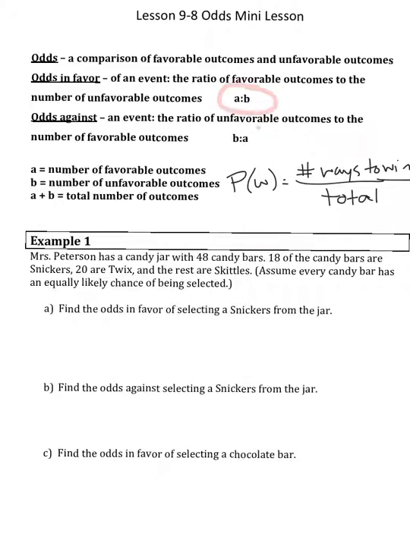A special thing to note is that odds does not involve the total. Neither of these numbers in the odds ratio will represent the total. In fact, together, when you add them, you will get the total. So let me give you an example.